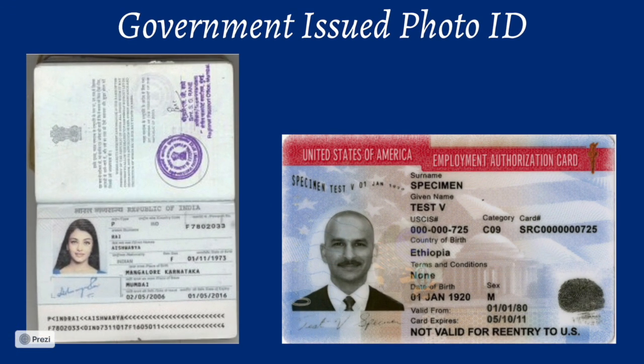For your government-issued ID, please only choose one of the following: a passport, a US visa, or a birth certificate with a photo ID. If you're on OPT and applying for the STEM extension, you can upload your current EAD card. Any one of these options would be an acceptable submission.